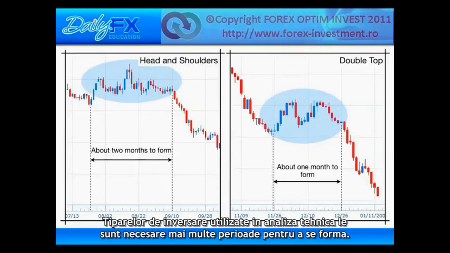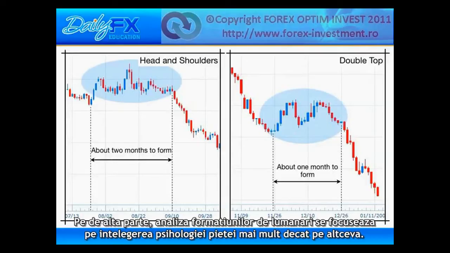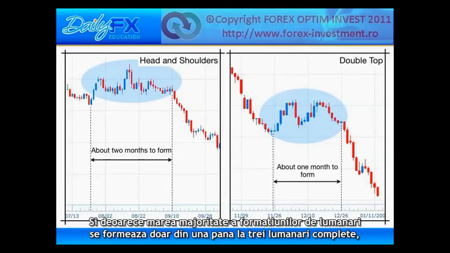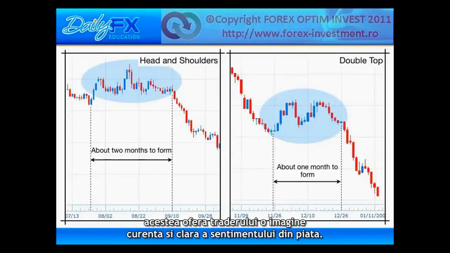Reversal patterns in Western analysis often take many periods to form. On the other hand, candlestick interpretations concentrate much more on understanding market psychology than anything else. And because the vast majority of candlestick formations form over the course of just 1 to 3 completed candles, they give traders a more real-time or current picture of market sentiment.